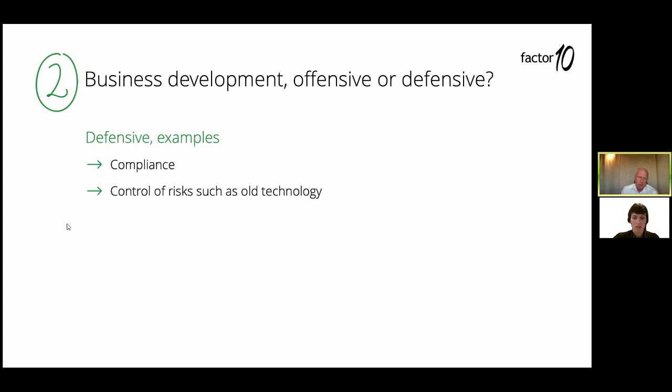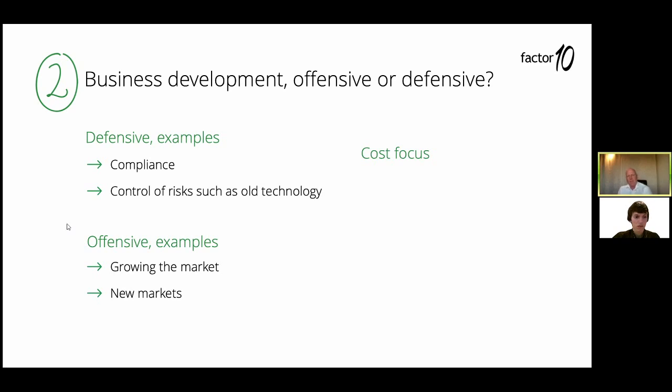And when I talk about defensive business development, I think of things like being compliant and being really careful about risks such as old technology. And again, you shouldn't skip those things, but you should not just close down all offensive initiatives until you are compliant about everything, because there needs to be a balance. Offensive examples instead are more about growing the market or finding new markets. The first category is more about cost focus, and the second is about revenue focus.